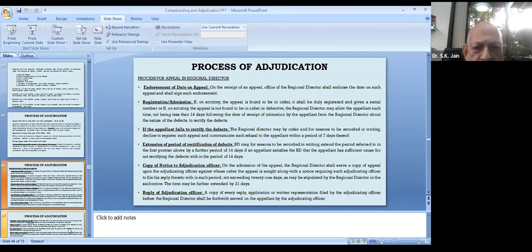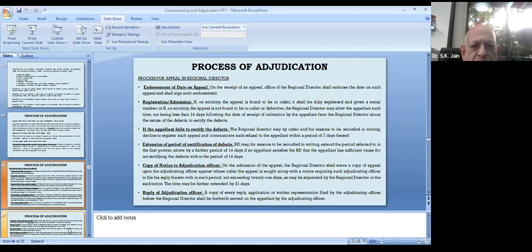Then registration. The appeal will be scrutinized by the RD office, and if it is found in order, it should be duly registered and given a serial number. Or if on scrutiny the appeal is not found to be in order or is defective, the regional director may allow the applicant time, which shall not exceed 14 days, to rectify the default or defect. If the appellant fails to rectify the defect, the regional director may, by order and for reasons to be recorded in writing, decline to register such appeal and communicate such refusal to the appellant within 7 days thereof.